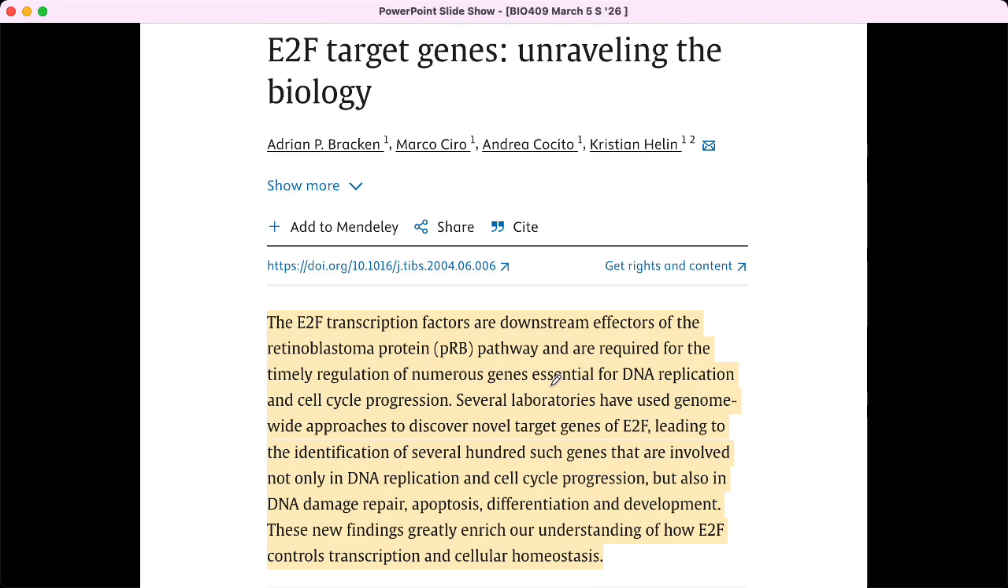Several laboratories have used genome-wide approaches like ChIP to discover novel target genes of E2F, leading to the identification of several hundred freaking genes, right?